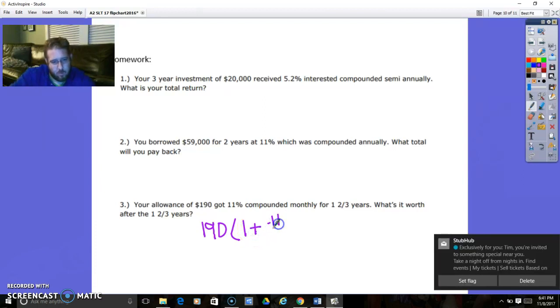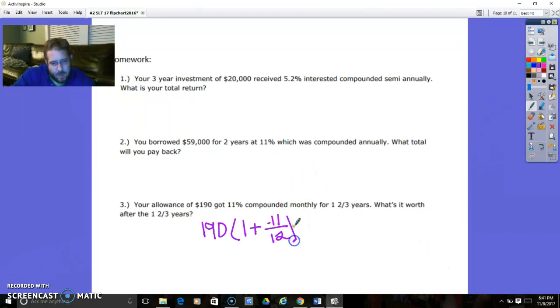Great. Your allowance of $190 got 11% compounded monthly. So that's 0.11 compounded monthly, which is 12, and that's to the 12 times 1.6 repeated. Okay, what's it worth after 1 2/3 years? All right, so 1 2/3, that's 1.6 repeated of a year. Now there's 12 months in a year, so 2/3 of a year would be, if you break that up into thirds, 8 months out of the 12. So it's really 8 months. Now, I'm not going to change that to 8 months. I'm just trying to think about what the question actually means in the context.